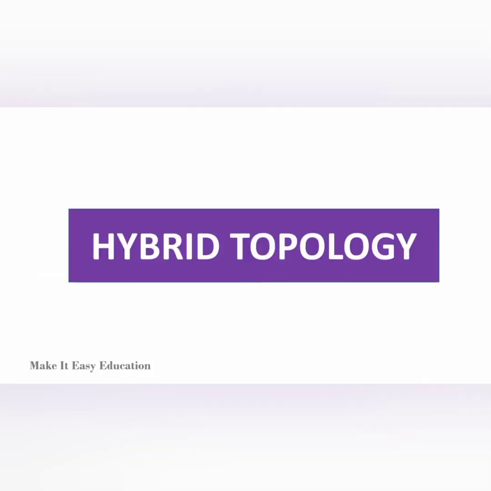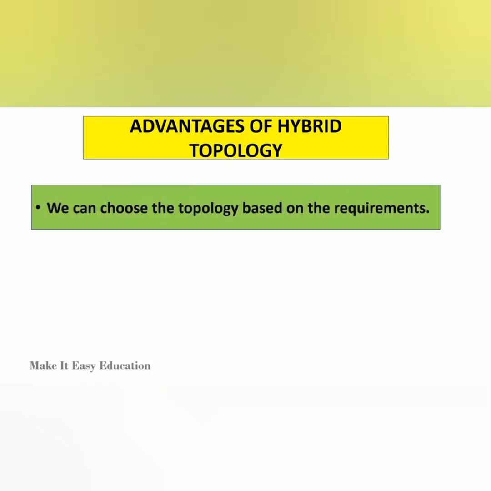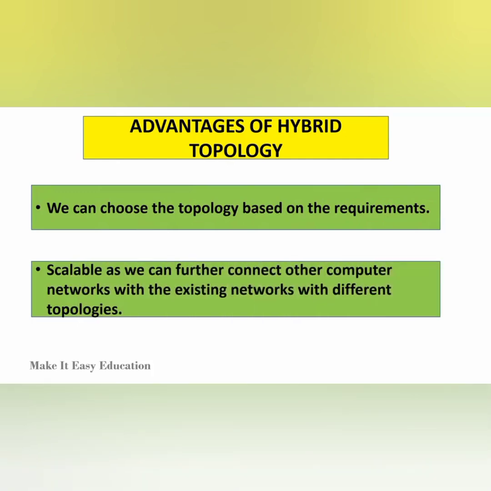Hybrid topology. A combination of 2 or more topology is known as hybrid topology. For example, a combination of star, ring, and bus topology is a hybrid topology. Advantages of hybrid topology. We can choose the topology based on the requirements. Scalable, as we can further connect other computer networks, with the existing networks, with different topologies.